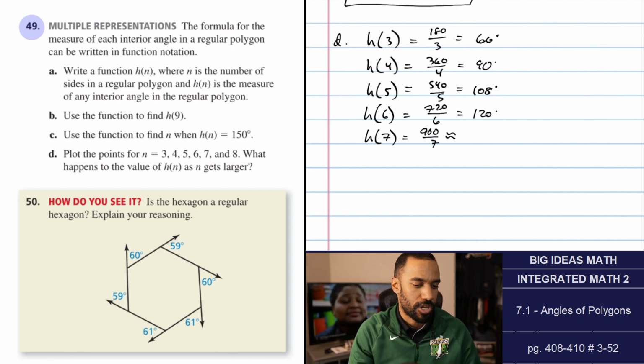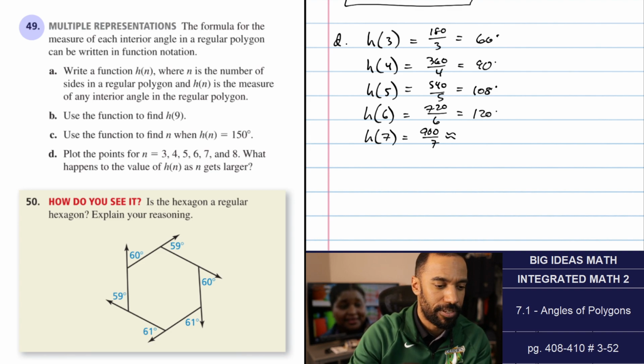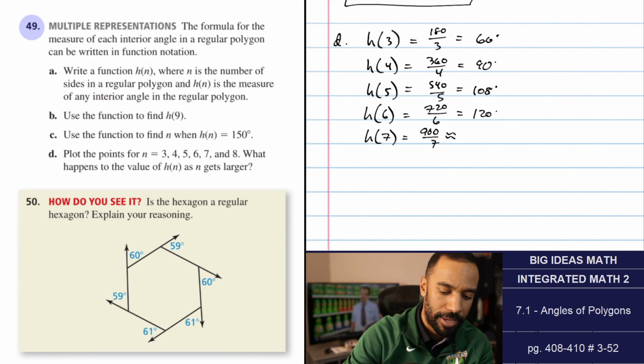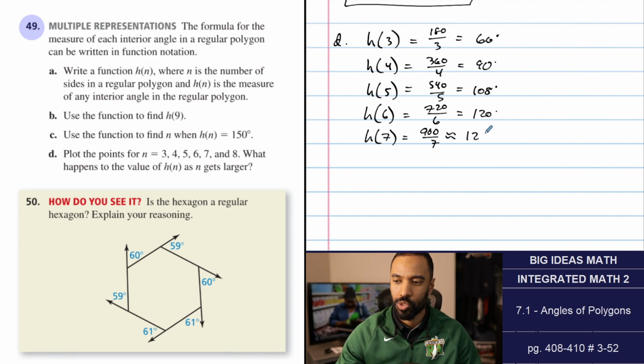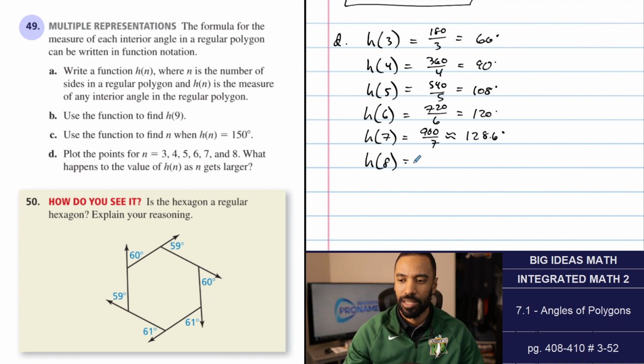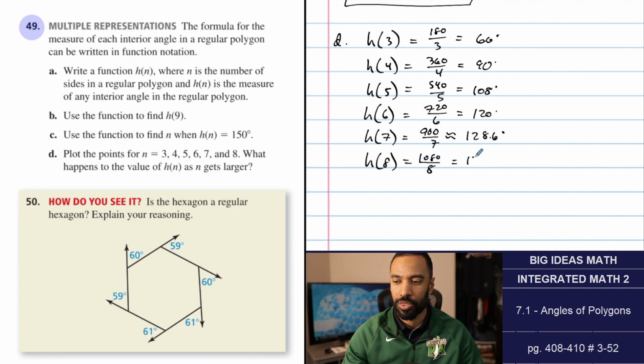I think it's a decimal. But I'll round it because they're talking about plotting points. So I want to know what that kind of is. So 900 divided by 7. Yeah, 128.5-ish, 128.6 degrees. And h of 8 is, we found this one, or I did, 1080 over 8, which is 135 degrees.